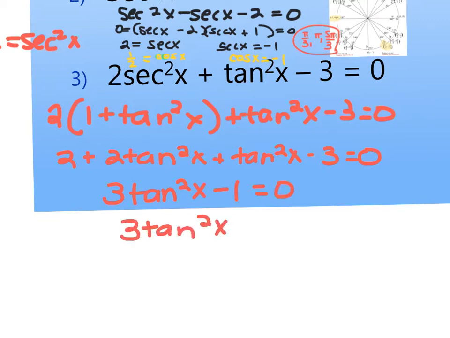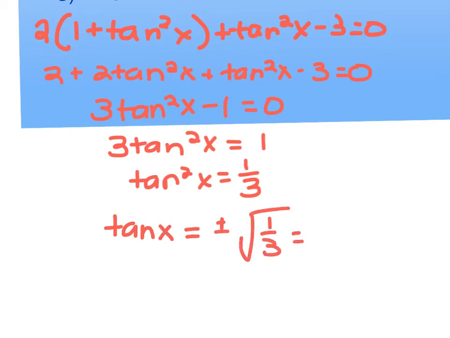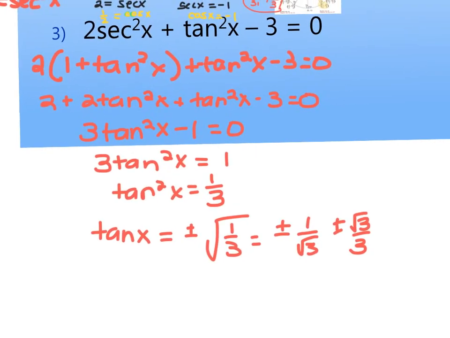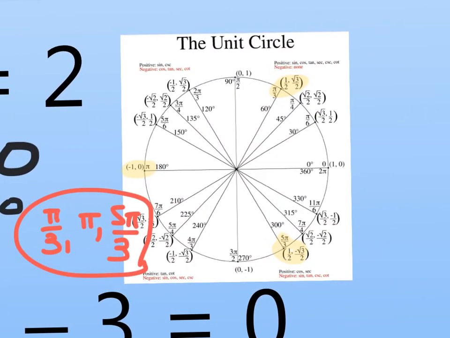3 tangent squared x equals 1, tangent squared x equals 1/3, and then plus and minus the square root of that is plus and minus 1 over root 3, which rationalizes to root 3 over 3. With me so far? You just didn't have to flip it at the end. I said it doesn't matter which one you pick. All right, so now I'm going back to my unit circle, and I'm looking for where tangent is root 3 over 3, okay?